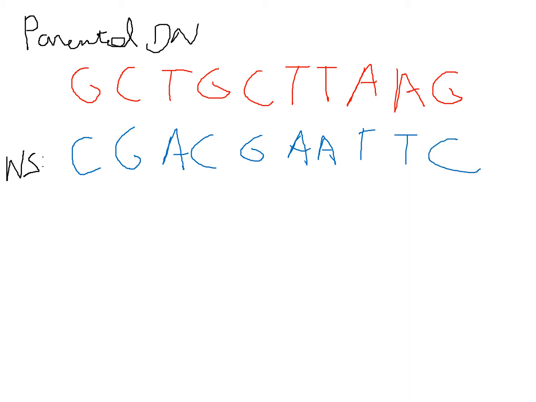The new strand is always going to have the corresponding base that matches with that parental strand. So if one strand is GCT, GCTT, AAG, the other strand would be CGA, CGAA, TTC. So that'll be something you'll be asked to do on the next exam.